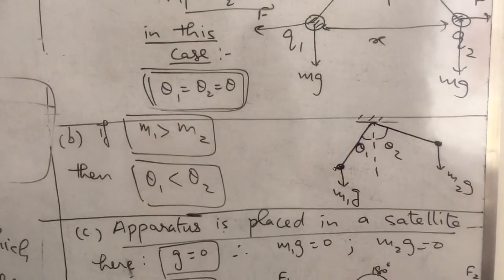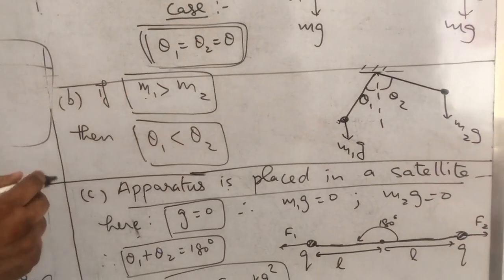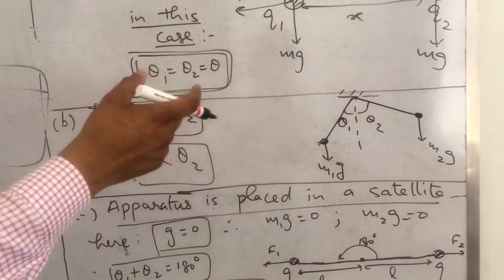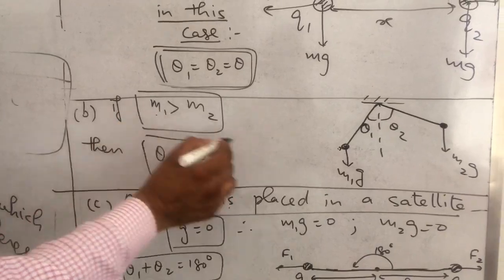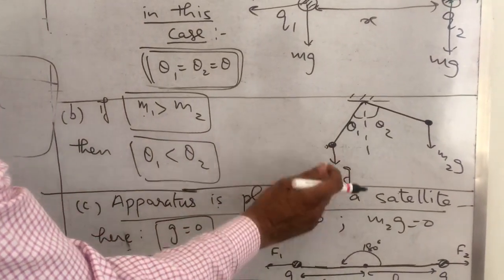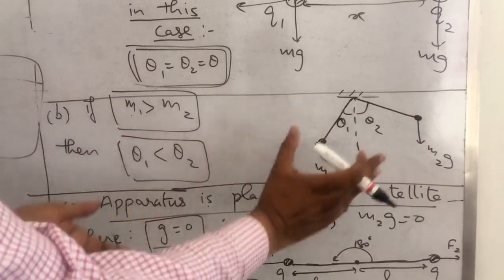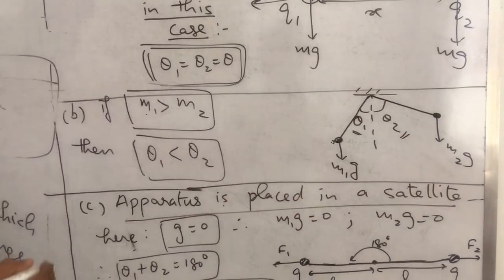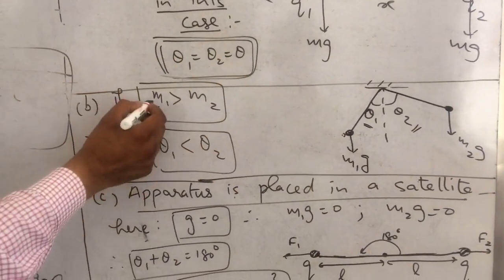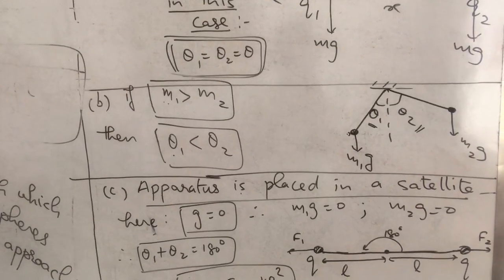Now see the second case. In the second case, if m1 is greater than m2, and charges are different, then the repulsive force will be the same. But when masses are different, m1 is greater, so m1g is greater. The downward force on this sphere is greater than on the other. So for obvious reasons, this angle will be smaller, and this angle will be larger. So in this case, when m1 is greater than m2, theta1 is less than theta2.